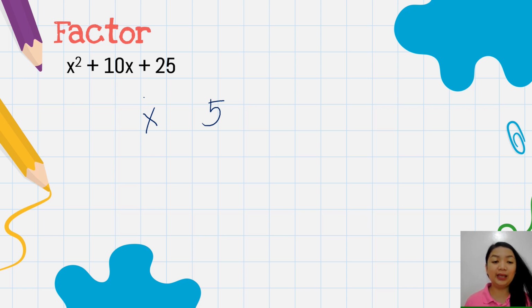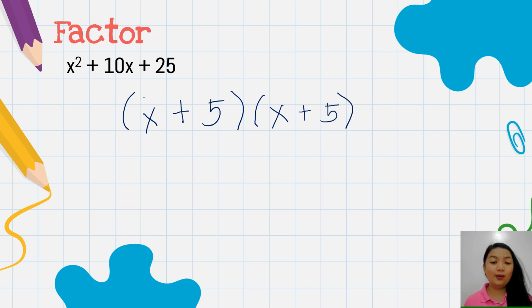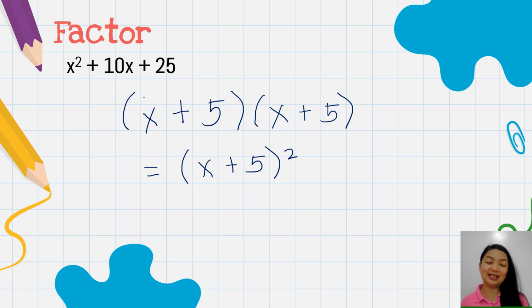The middle term here is positive, so we write a positive sign between x and 5. Since these are factors, we write another quantity which is composed of x plus 5. Or in simplified form, we can write it as (x plus 5) squared. So this is the factor of x squared plus 10x plus 25.